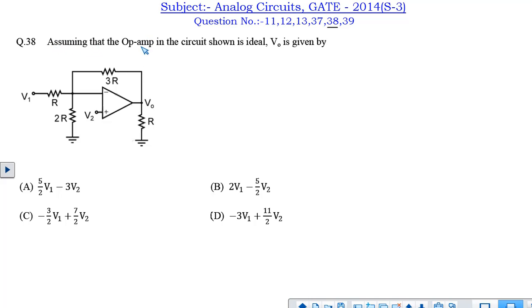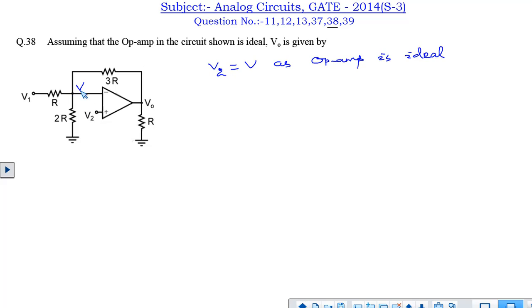Next question is question number 38. We have to find out the output voltage expression in terms of the input voltages V2 and V1. Among the options, we will see which one is correct. If you see here, there is negative feedback. Because of the negative feedback, the op-amp will always act as an amplifier. It will never saturate.